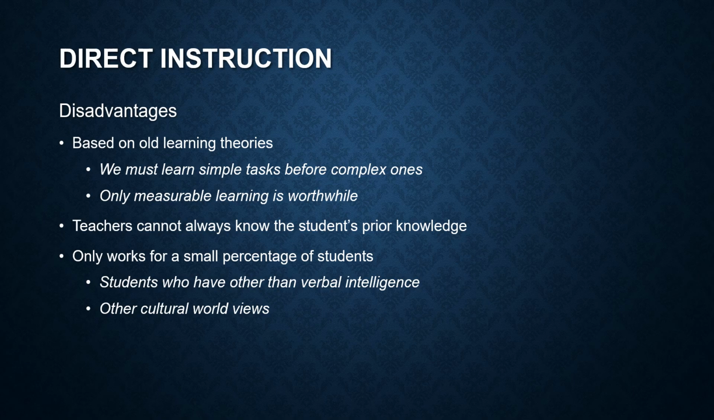Determining the student's prior knowledge is difficult. The teacher may be unaware of why particular students cannot learn. As an example, this lesson is produced with no knowledge on my part of who you, the student, is. Direct instruction only works for a small percentage of students, not for the majority, such as students who have other than verbal intelligence or other cultural worldviews.